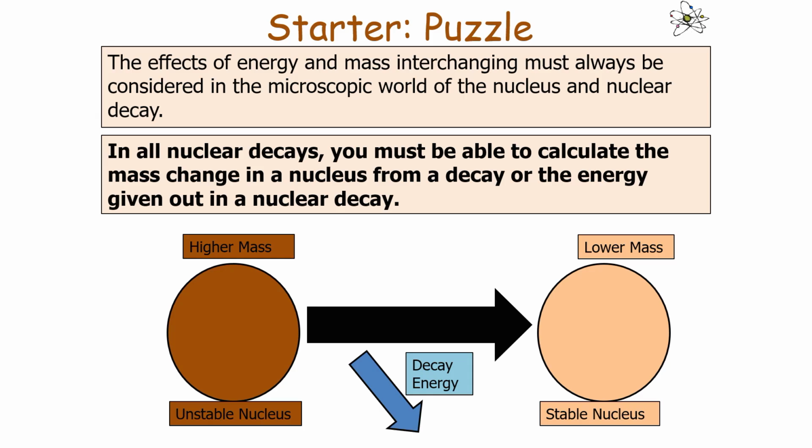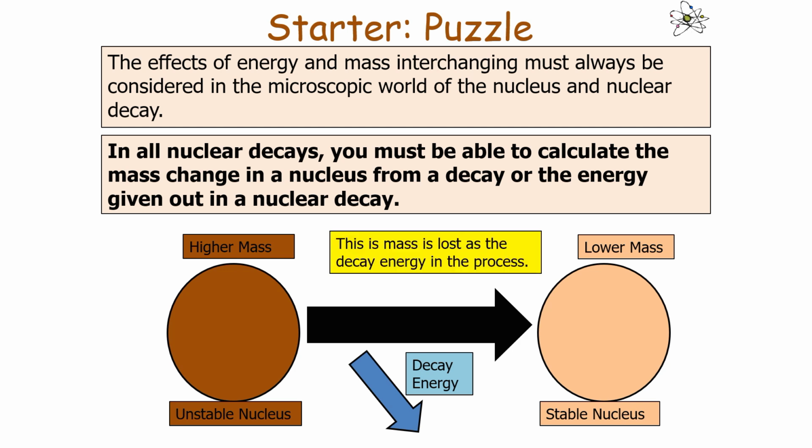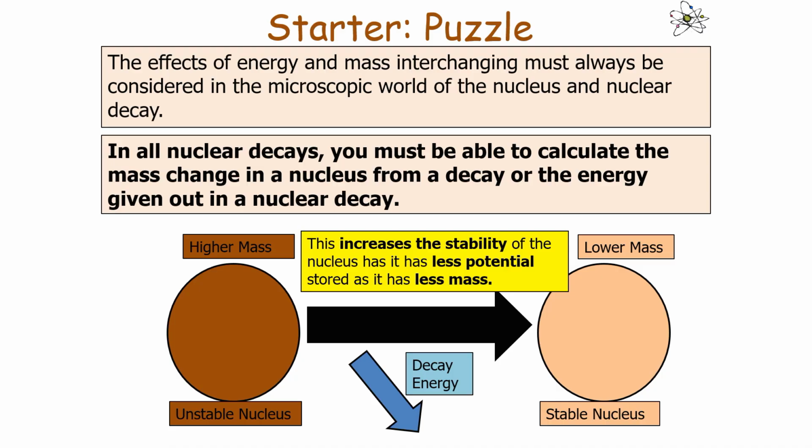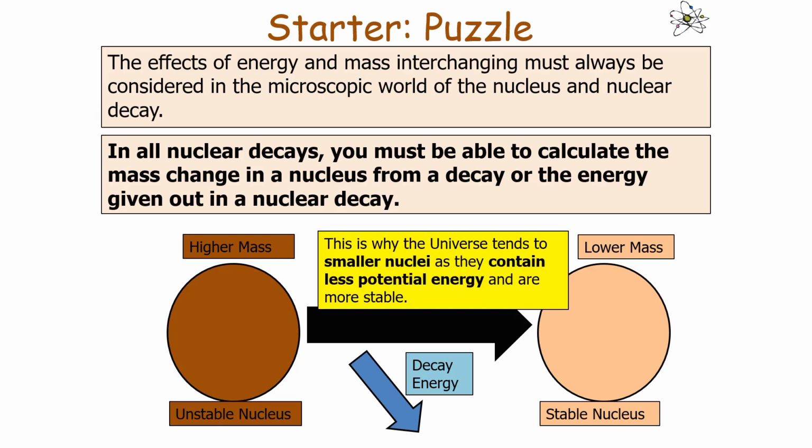So you tend to find that your unstable nucleus has a higher mass than your more stable nucleus. So this mass loss is lost as decay energy in the process, which we can also call the mass defect as well. So this increases the stability of the nucleus as it has less potential stored in its actual structure because it has less mass, which is actually why the universe tends to smaller nuclei as they contain less potential energy and therefore are more stable.